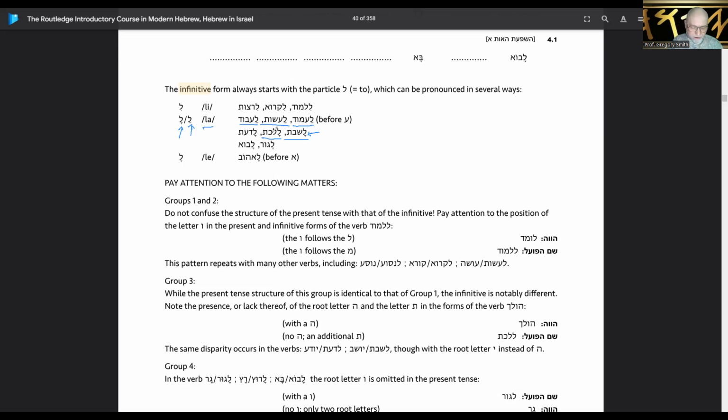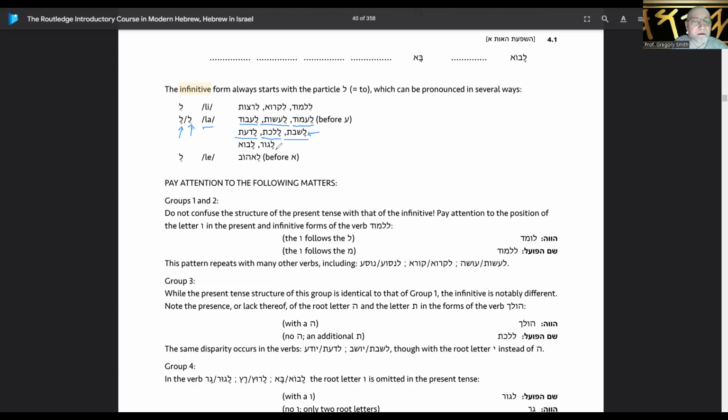Lalechet, perhaps. Let's try that one. It means to go. ללכת, lalechet, to go. Lada'at, that might be to know, possibly. Okay, yep, that's what I thought. לדעת, lada'at, to know.